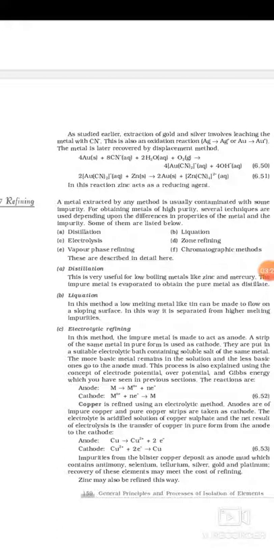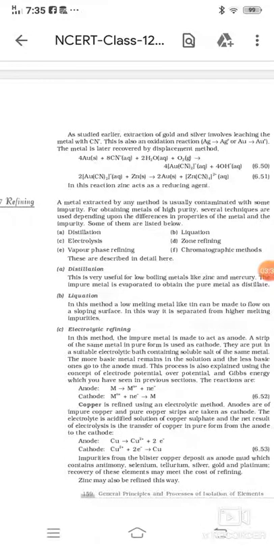Second point, liquefaction. In this method, a low melting metal like tin can be made to flow on a sloping surface. In this way, it is separated from higher melting impurities. So note the principle of the refining methods. In distillation, what is the principle? It is used for low boiling metals. For liquefaction, it is used for low melting metals.